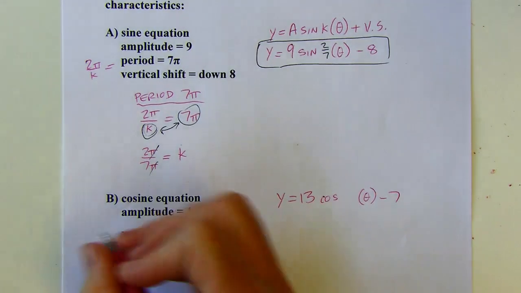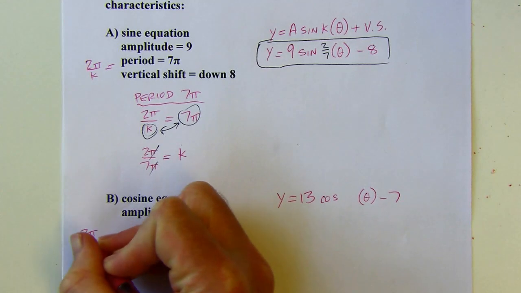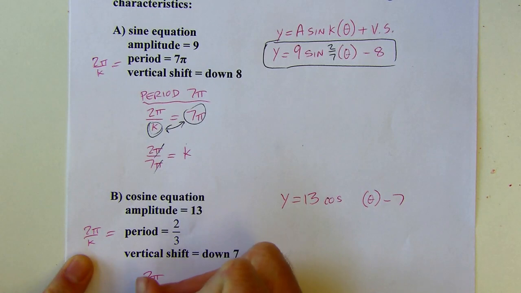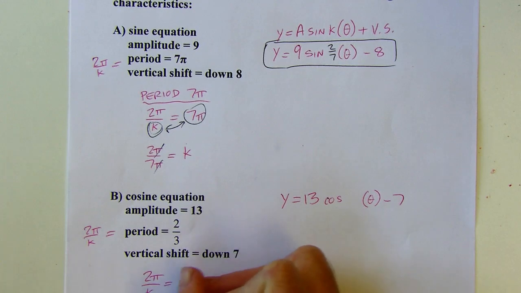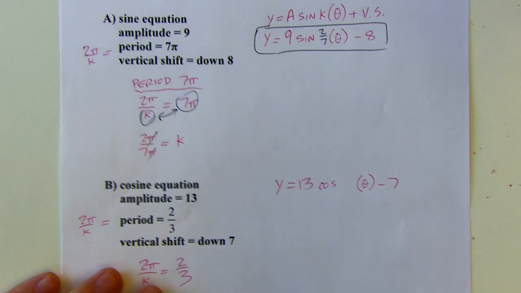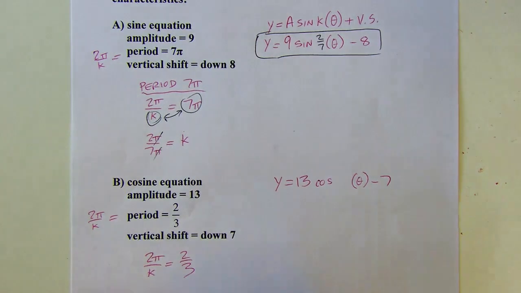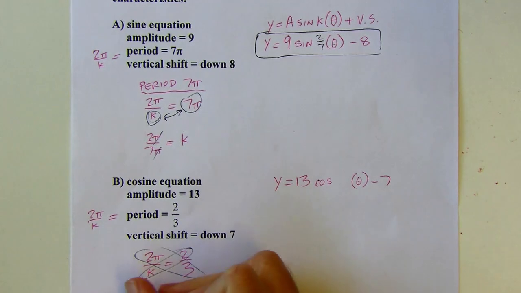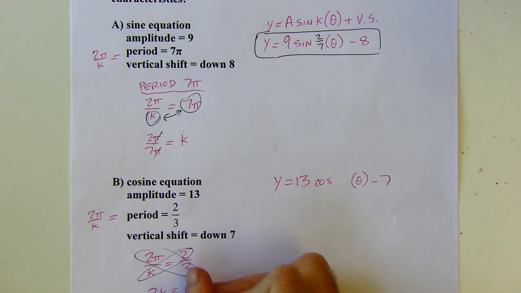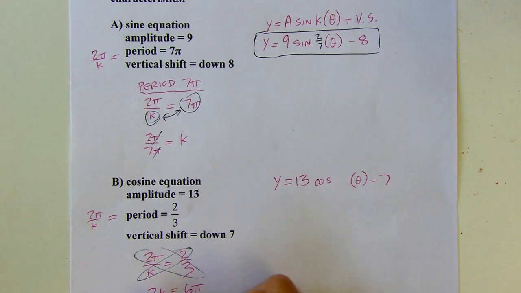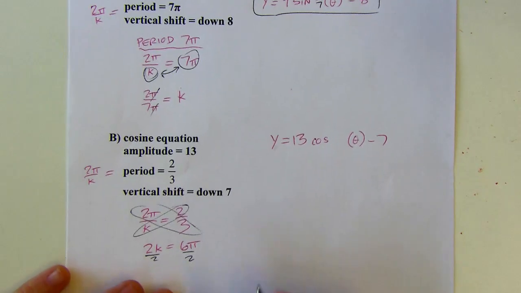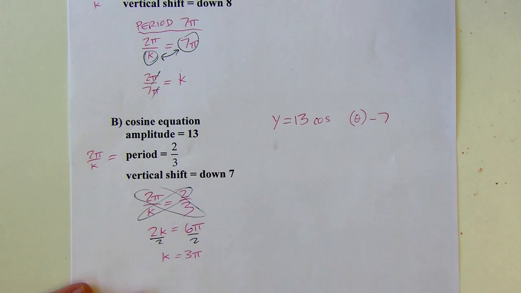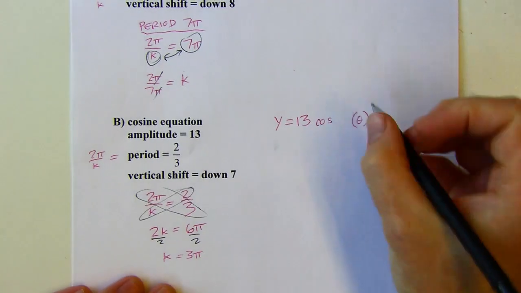So again, 2 pi over k equals the period. So now I can say 2 pi over k equals 2/3. Okay, and I can solve for k. So we can cross multiply here. 2k is going to equal 6 pi, and then divide by 2. And I'm off screen. There we go. All right, k then equals 3 pi, and then that is the missing piece there.